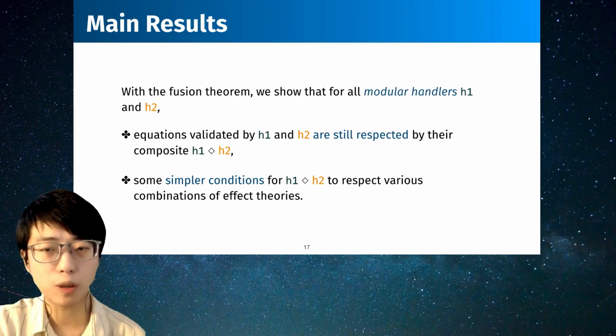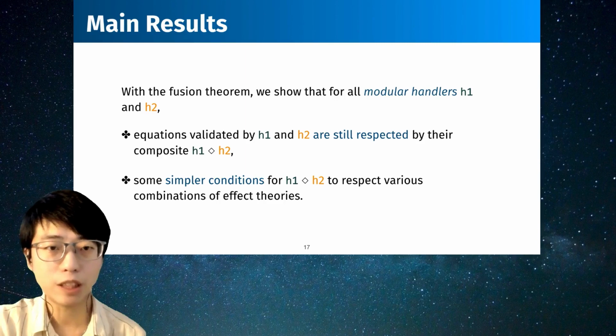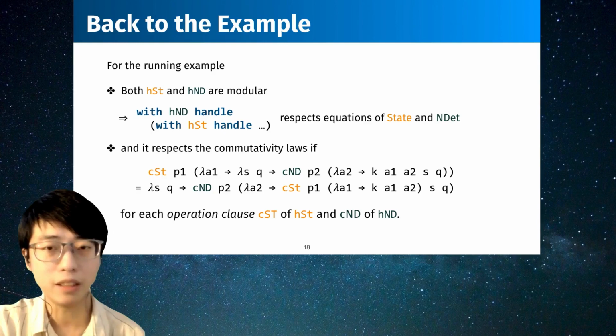This only holds for modular handlers, and it's possible to construct counterexamples if H1 and H2 are not required to be modular. Moreover, if effect theories are combined with some interaction equations, we show some sufficient conditions for the sequential composite of two handlers to respect the interaction equations. So for the motivating example we talked about earlier, both the handlers for state and non-determinism are modular handlers. Thus, we immediately know the composite handler respects all the equations from the theory of state and non-determinism because HST and HND respect them.